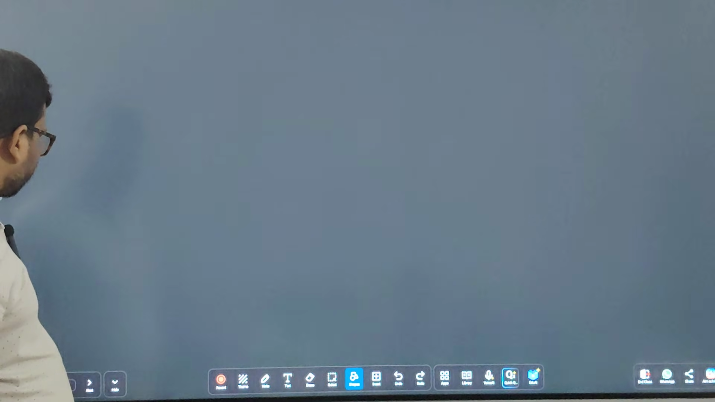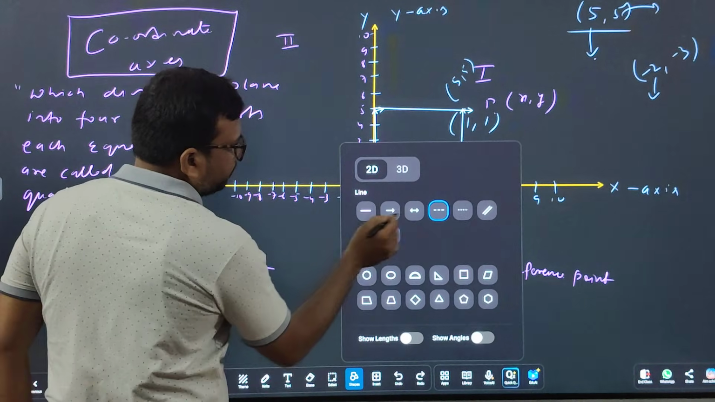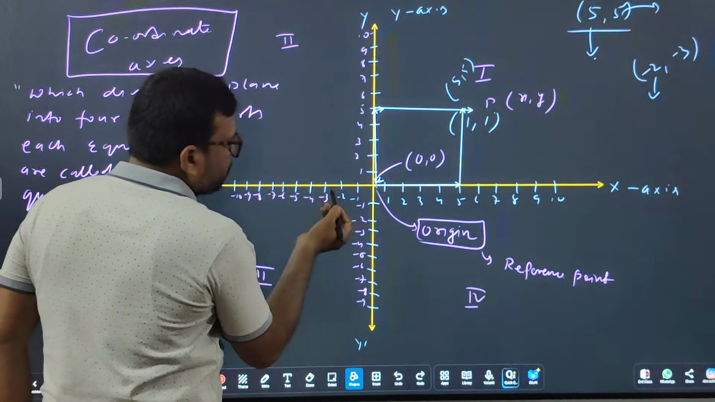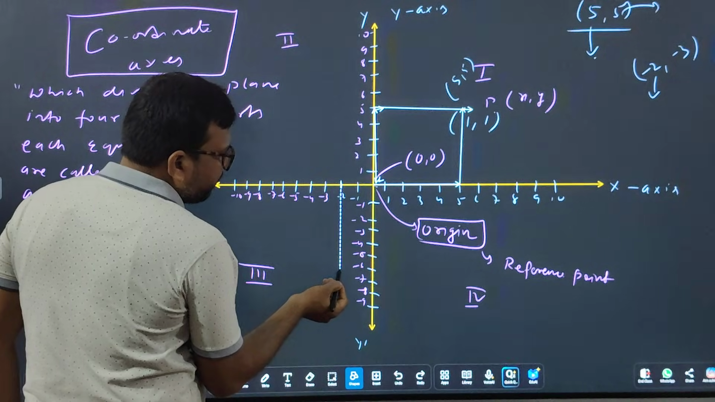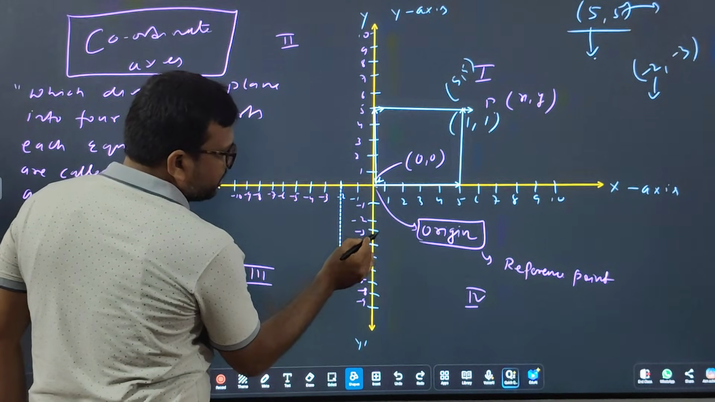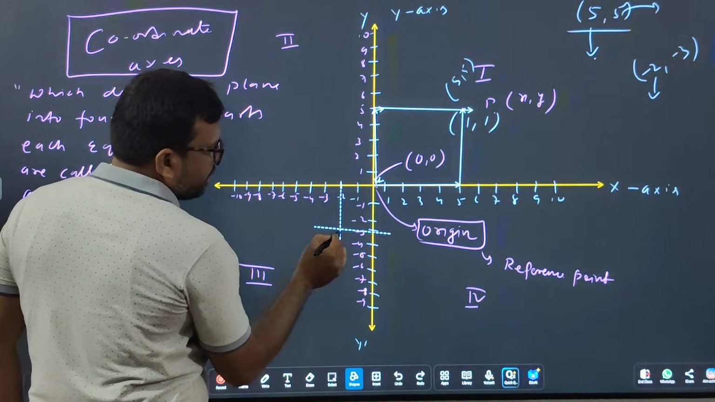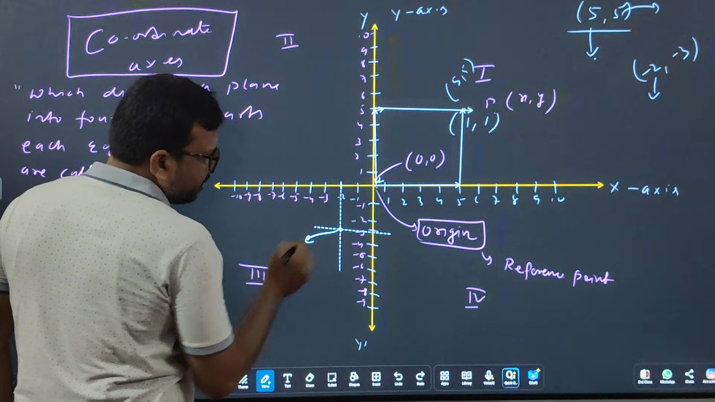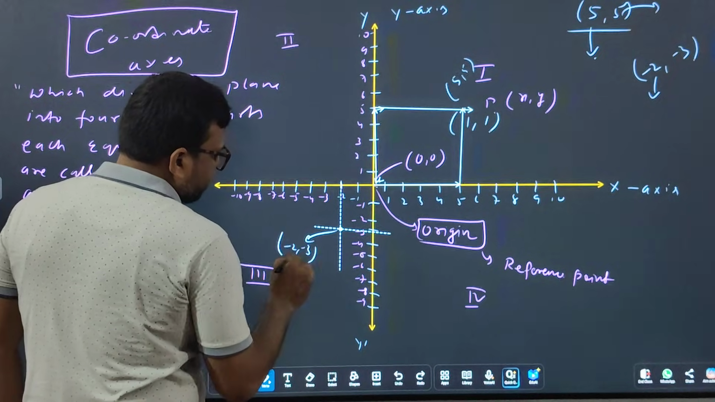That's why I am doing the plotting here. Now draw a perpendicular line at -2 and at -3 on the y-axis. You have to move 1, 2, 3. That means -3 in the negative direction. Okay. So this is the exact location of this point, -2, -3, which lies in the third quadrant.